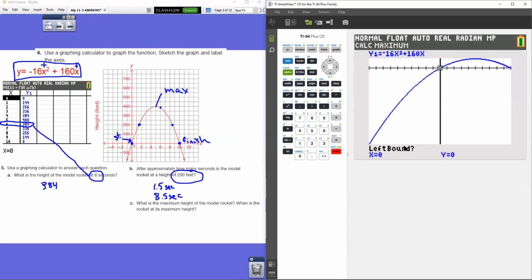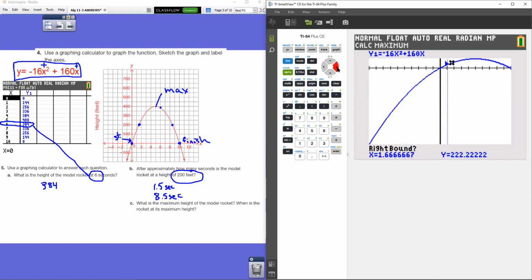When it asks for left bound, you need to pick a blinking cursor point. Here's my blinking cursor. You can see it moving. You need to pick a point on the left-hand side of the max. So I can pick that point. That's good. Then it asks for right bound.